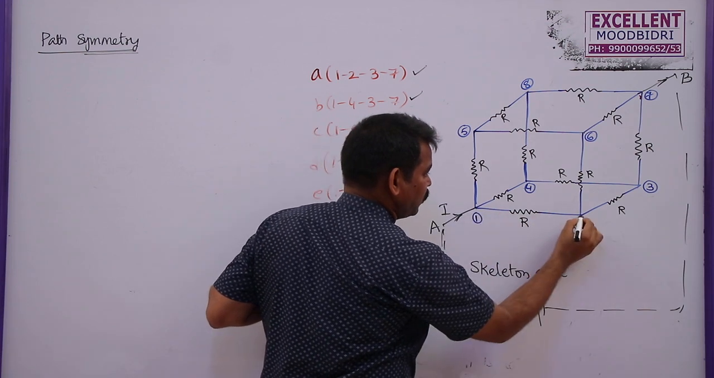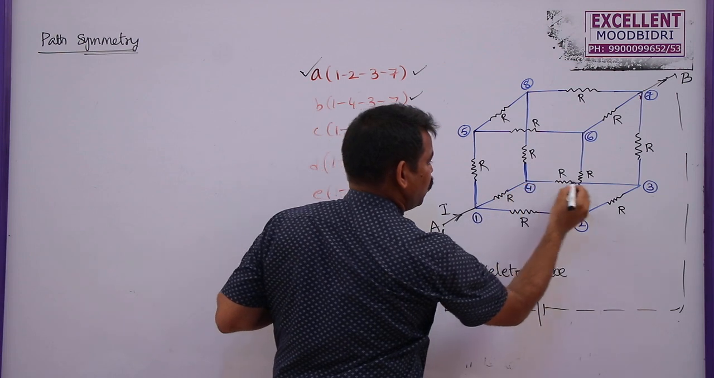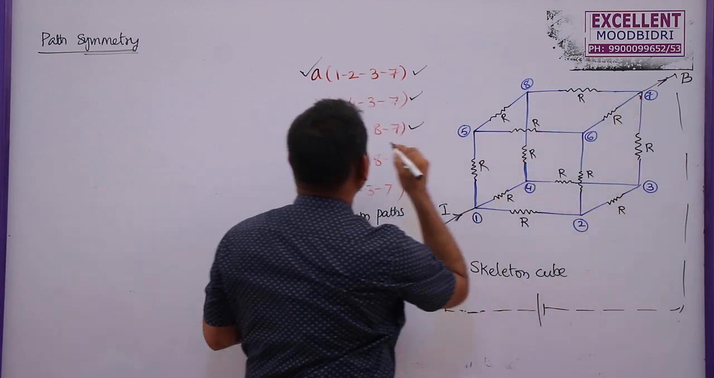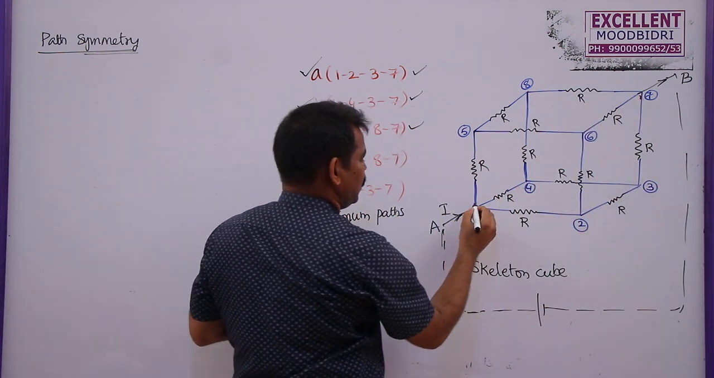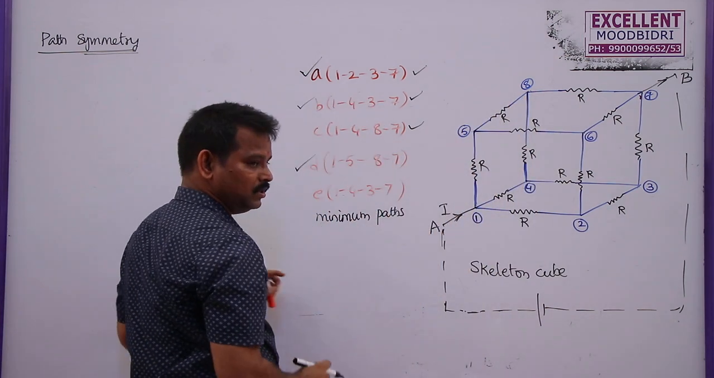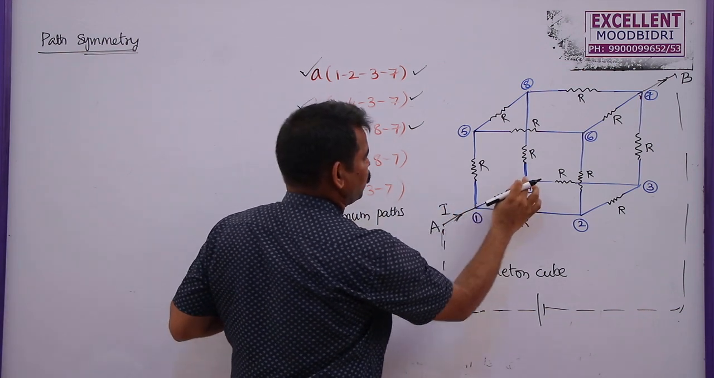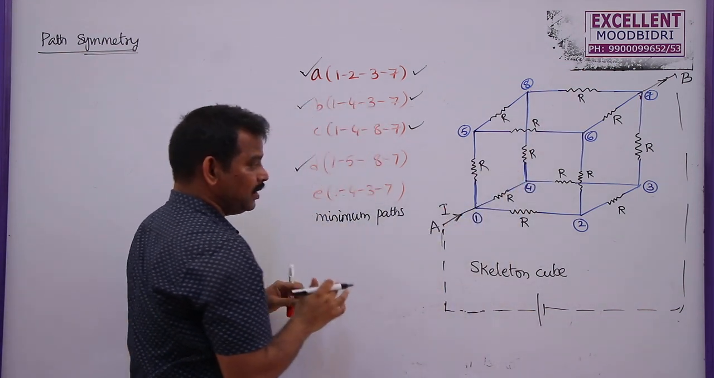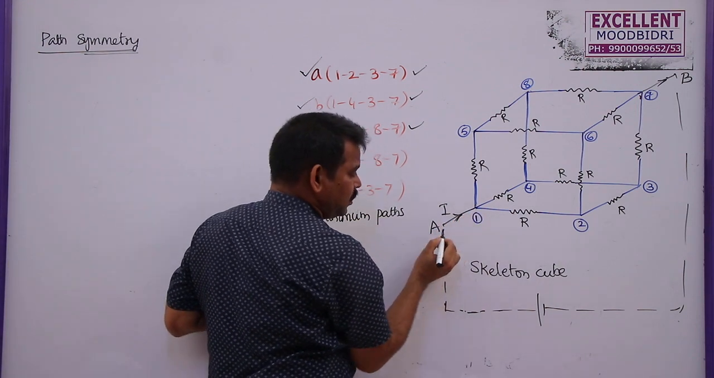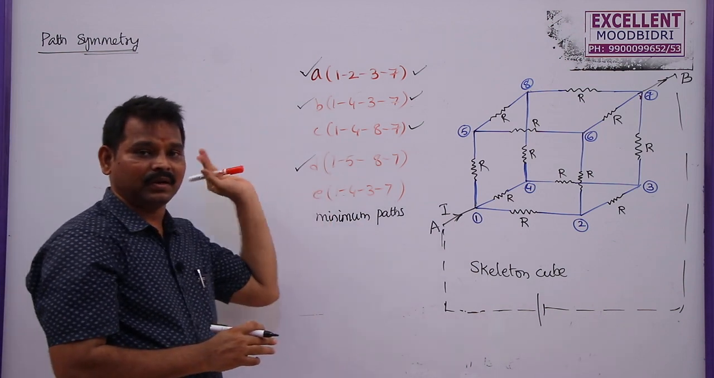Now, this one, 1, 2, 3, 7, this path. 1, 4, 3, 7, or 1, 5, 8, 7. These are all symmetrical paths. Even 1, 4, 8, 7 is also a symmetrical path. But as I am taking this point, the current will be divided equally as they are symmetrical paths.